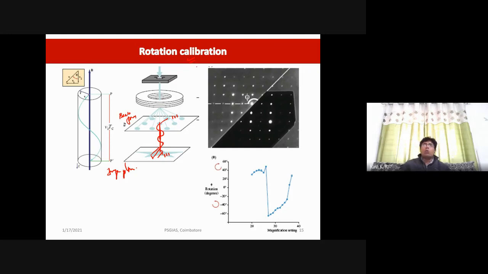Until you do a rotation calibration, you cannot convert what you see in the diffraction pattern to the image. But nowadays, with all the new machines, you need not do rotation calibration, because that is already done in the machine itself. Whatever you see in the diffraction pattern, you index it, and exactly that you can put in the image. This is what we are doing here.